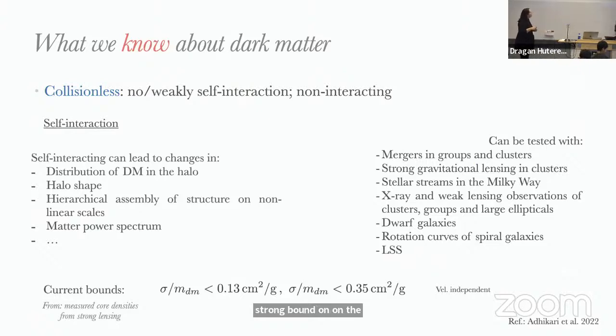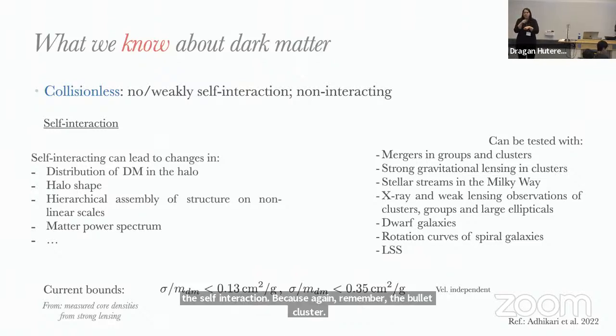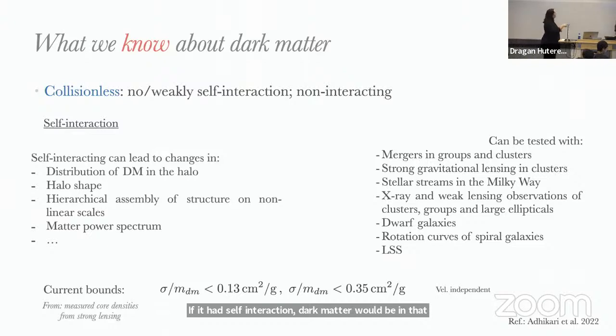But still, the strongest bounds on the self-interaction come from mergers of galaxies and strong lensing. Because again, remember the bullet cluster? If it had self-interaction, dark matter would be in that center together with the baryonic matter. And this gives this type of cross-sections. If this cross-section was 1 cm² per gram, this would change all of this a lot. So usually when we want to test how much it would change the distribution of the dark matter and everything, we put 1 here, 1 would change a lot.